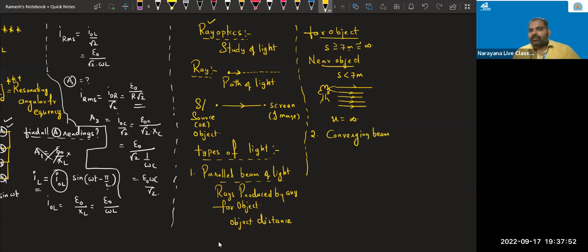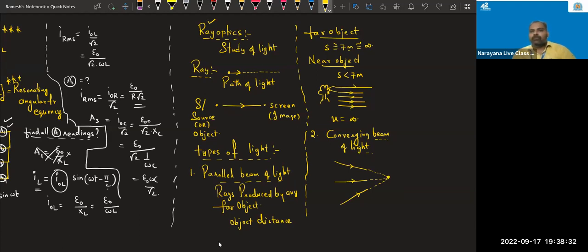And the second kind of light rays is the converging beam of light. In the name itself, it is there. What is the meaning of the converging beam? The light rays which are about to meet at a particular point are called what here? Converging beam. Understood? So these are the light rays, and they are meeting at one particular point. It is called what here? Converging beam of light.